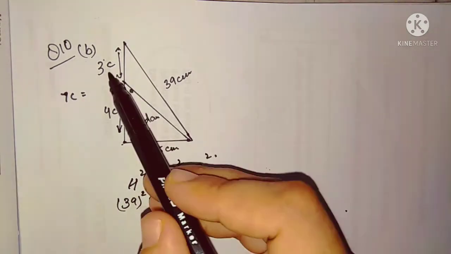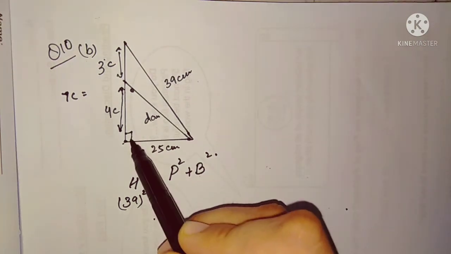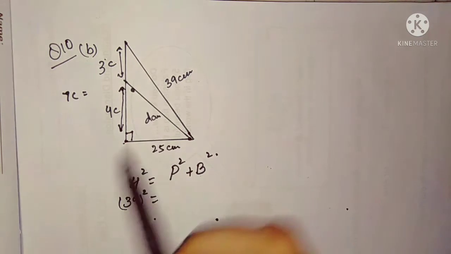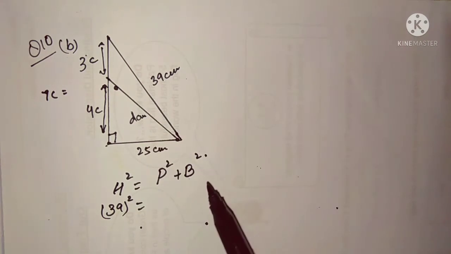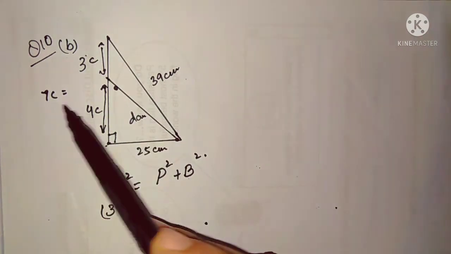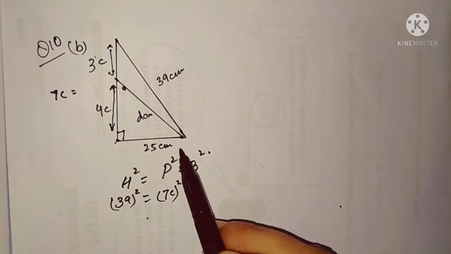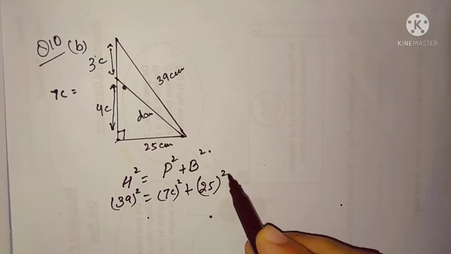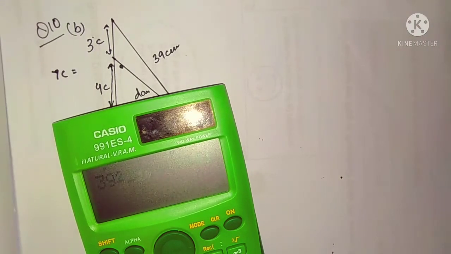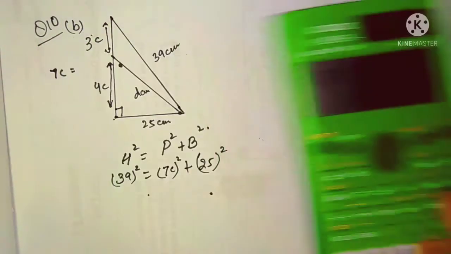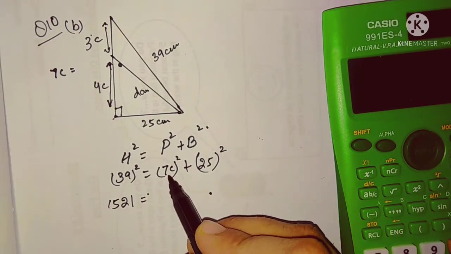So now I'm going to use the formula of the Pythagoras theorem, which is hypotenuse square is equal to perpendicular square plus base square. So hypotenuse is 39, so you will take the square of 39. Your perpendicular is 3c plus 4c, which is 7c. Okay, students, remember that this is a 90 degree angle. So wherever the angle is 90 degree, the line which goes straight up is your perpendicular. So here the perpendicular is 4c plus 3c, 7c. So you will take the square of 7c. And your base is 25. From here till here is your base. So you will take the square of 25.